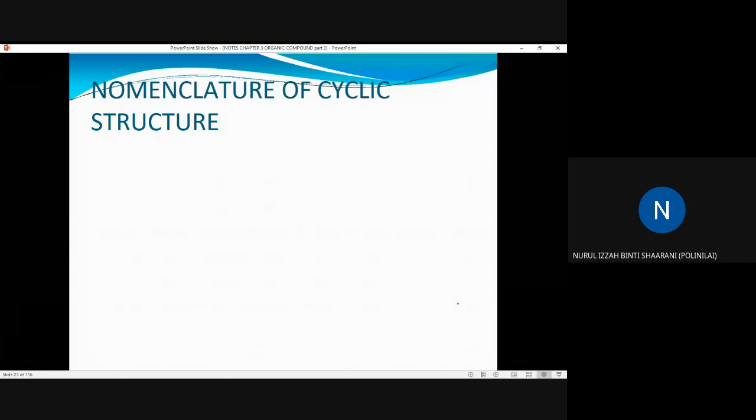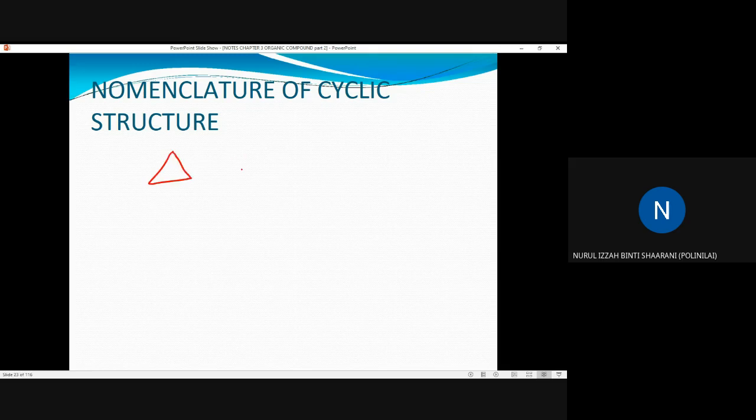Okay, so now we move to the nomenclature of a cyclic structure. A cyclic structure is defined as a carbon compound that has a closed end, which means a closed chain. Cyclic structure or cyclic compound, a closed chain. So, an example of a cyclic structure that we commonly see.